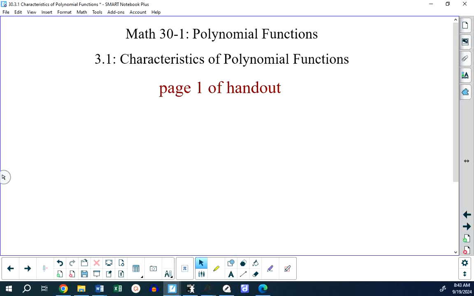It turns out that at the end of this unit, you should be able to plot with unbelievable precision what a polynomial function will look like, even without using your graphing calculator. And you will have discovered by now that, of course, questions that you're expected to be able to complete are ones that are designed so that you can't use your graphing calculator, right? Okay. So today we're looking at characteristics of the graphs of polynomial functions. This is on page 1 of your unit handout.